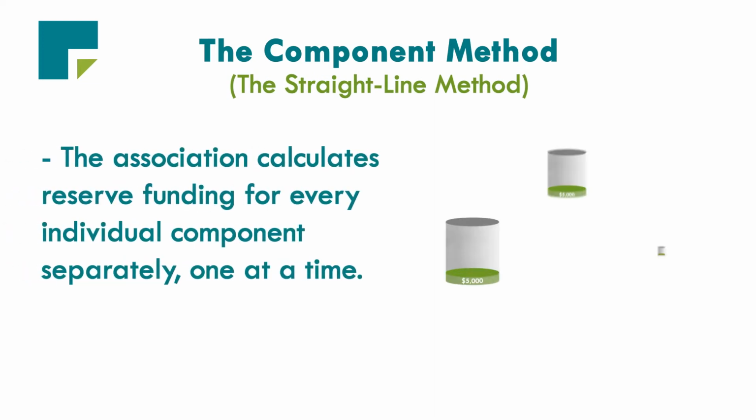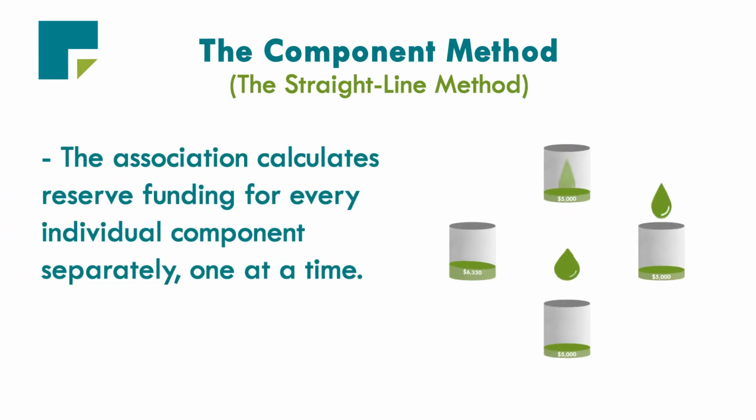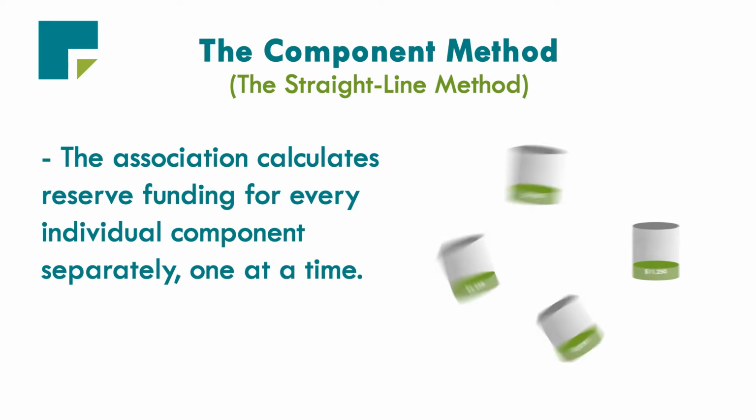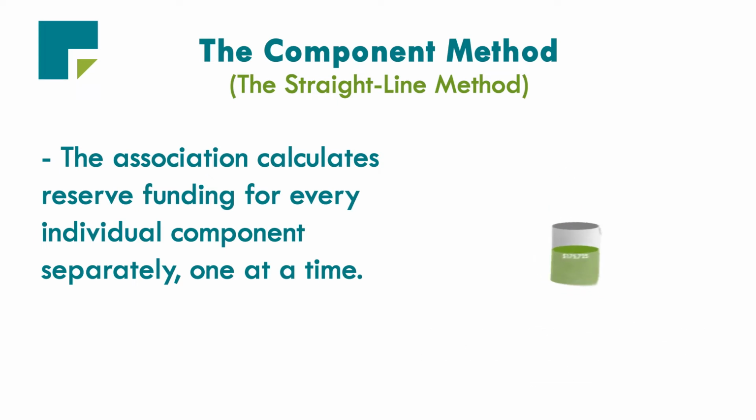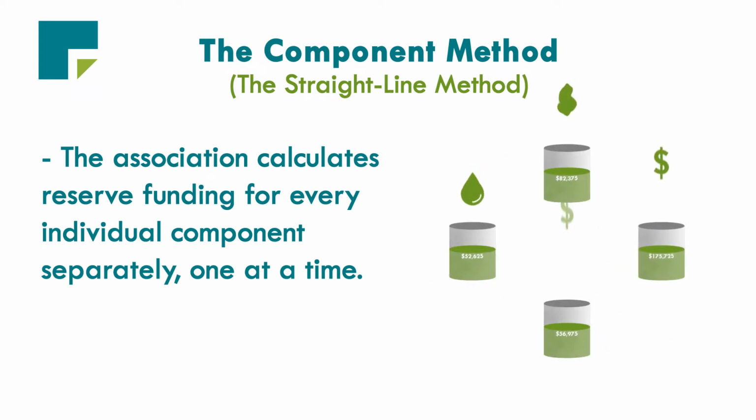The component method, also known as the straight line method, calculates reserve funding for each reserve component separately, one at a time. Using the roof as an example, one would calculate how much roof cash needs to be added to the existing roof fund to prepare for the upcoming roof project. Then you do that same calculation for all the other reserve components. These two methods attack the same problem of upcoming reserve expenses, but from two different points of view.